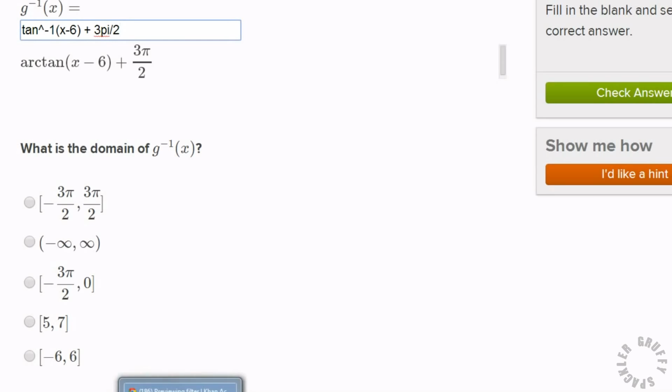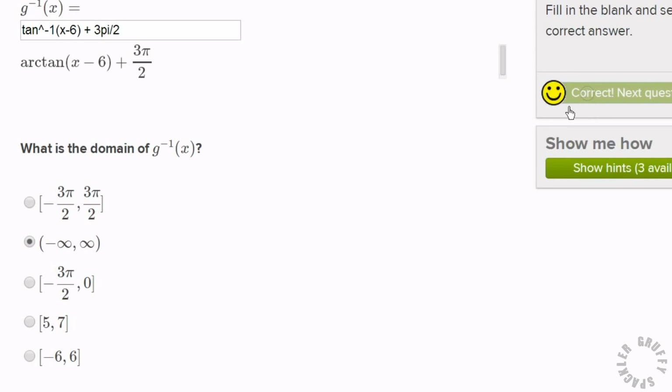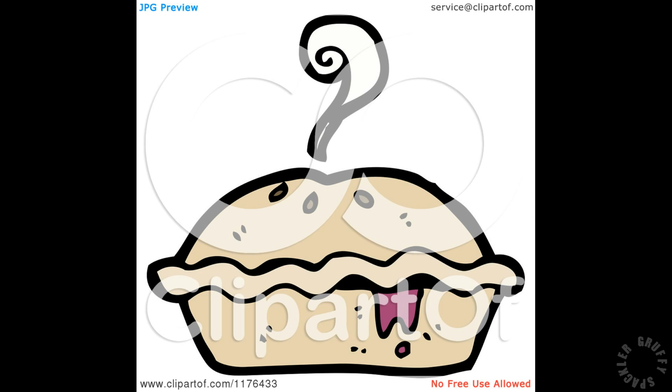So let's look at the domain of g inverse. I could put any real number in here. But they're not asking us the range of g inverse, which actually would have been a more interesting question. Let's just verify that we got the question right, and we did. But just for fun, I am curious. Let's just think about what the range of g of x is, with the 3 pi over 2, and the range being just pi, or 2 pi.